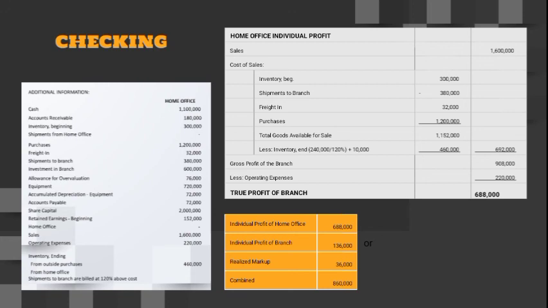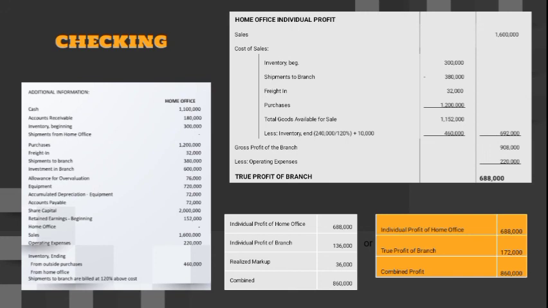Or pwede rin naman ganito. Individual profit of home office, which is 688,000 plus true profit of the branch, 172,000 na na-compute din natin kanina. Then the combined profit would be 860,000. So, we have many ways to do this. So, we just need to remember the concepts and theories behind it.